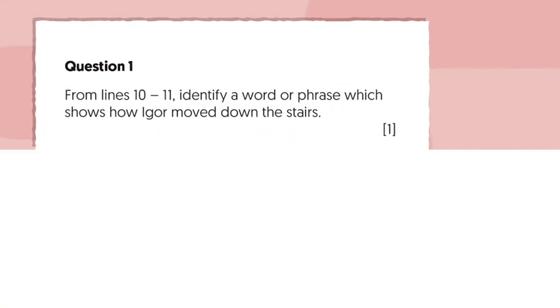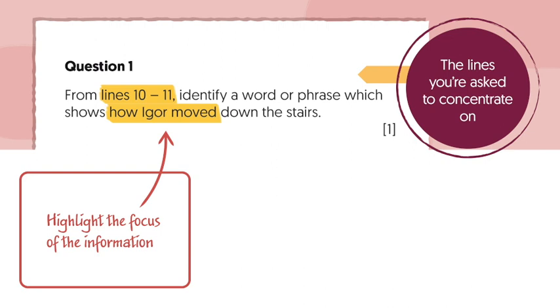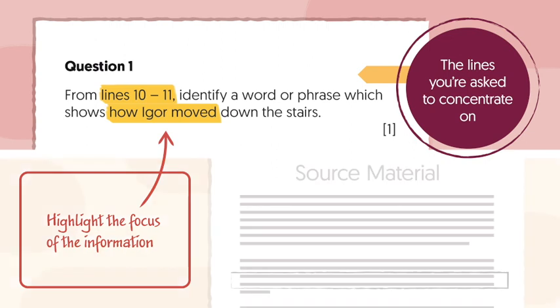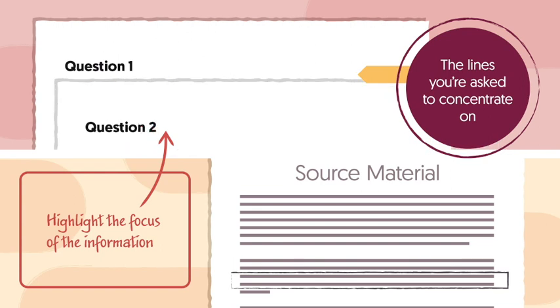So, let's look at an example. For this question, you'll be asked to identify a word or phrase which shows something. In this case, how Igor moved down the stairs. To make it easy to stay on track, it's a good idea to circle or highlight the focus of the information you're after, as well as the lines you're asked to concentrate on. You might also find it useful to box off that section of the text so it's really clear what you're working with. The same process of highlighting and boxing off can be useful with question 2 as well.